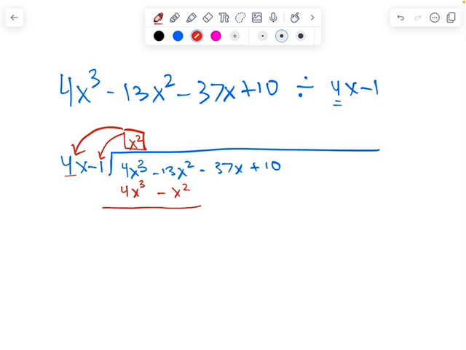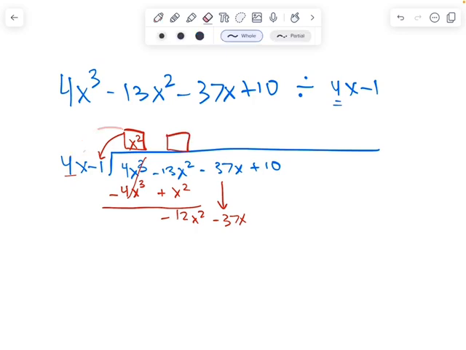Now we're going to subtract. Now I like to think of subtracting more as flipping the signs and adding them up. That cancels. Now we got negative 12x squared, and we're going to bring down the negative 37x. Okay, so now I've got a box here. And let me erase these guys.